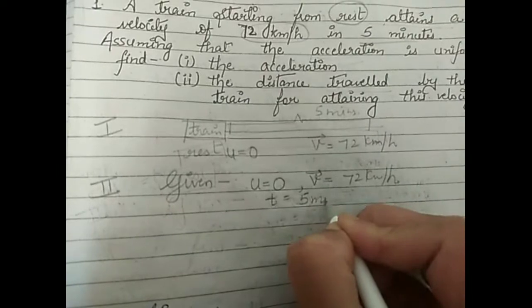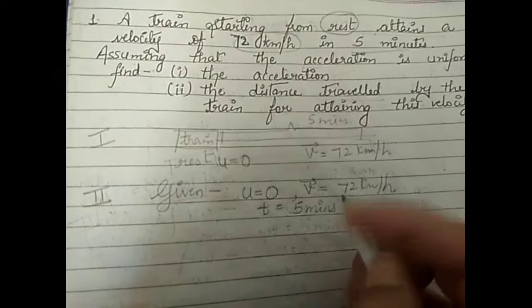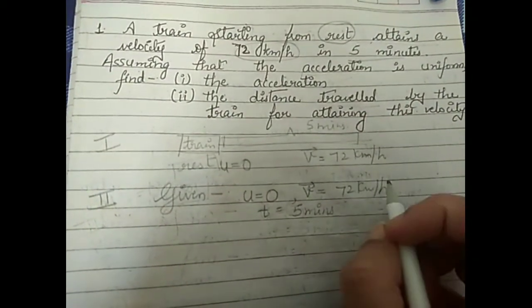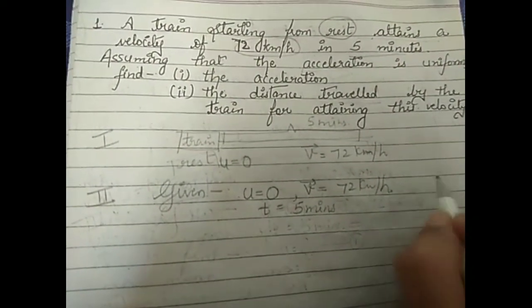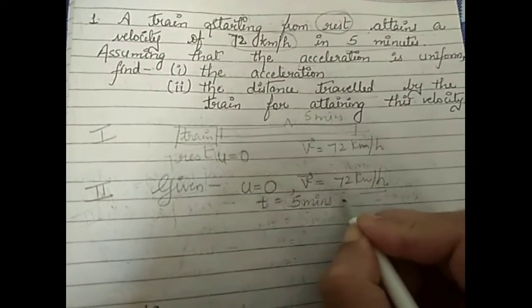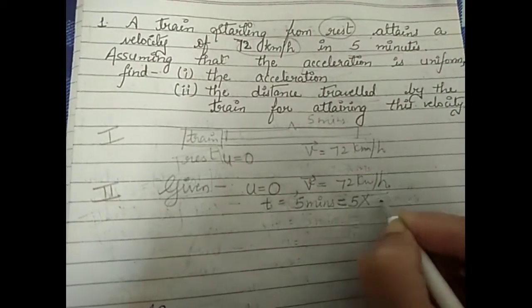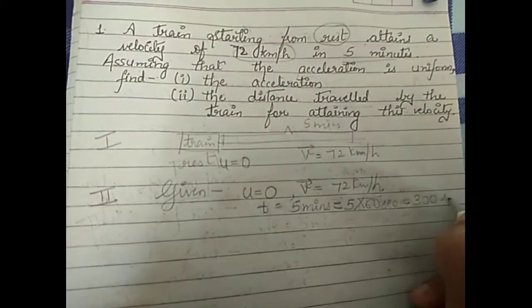5 minutes. See, what I have explained is that the answer, whether acceleration or distance, can be in meter per second or kilometer per hour. If you want the answer in seconds, then convert this time into seconds. So 5 multiplied by 60 seconds, because 1 minute is equal to 60 seconds. The answer will be 300 seconds. This was our second step.